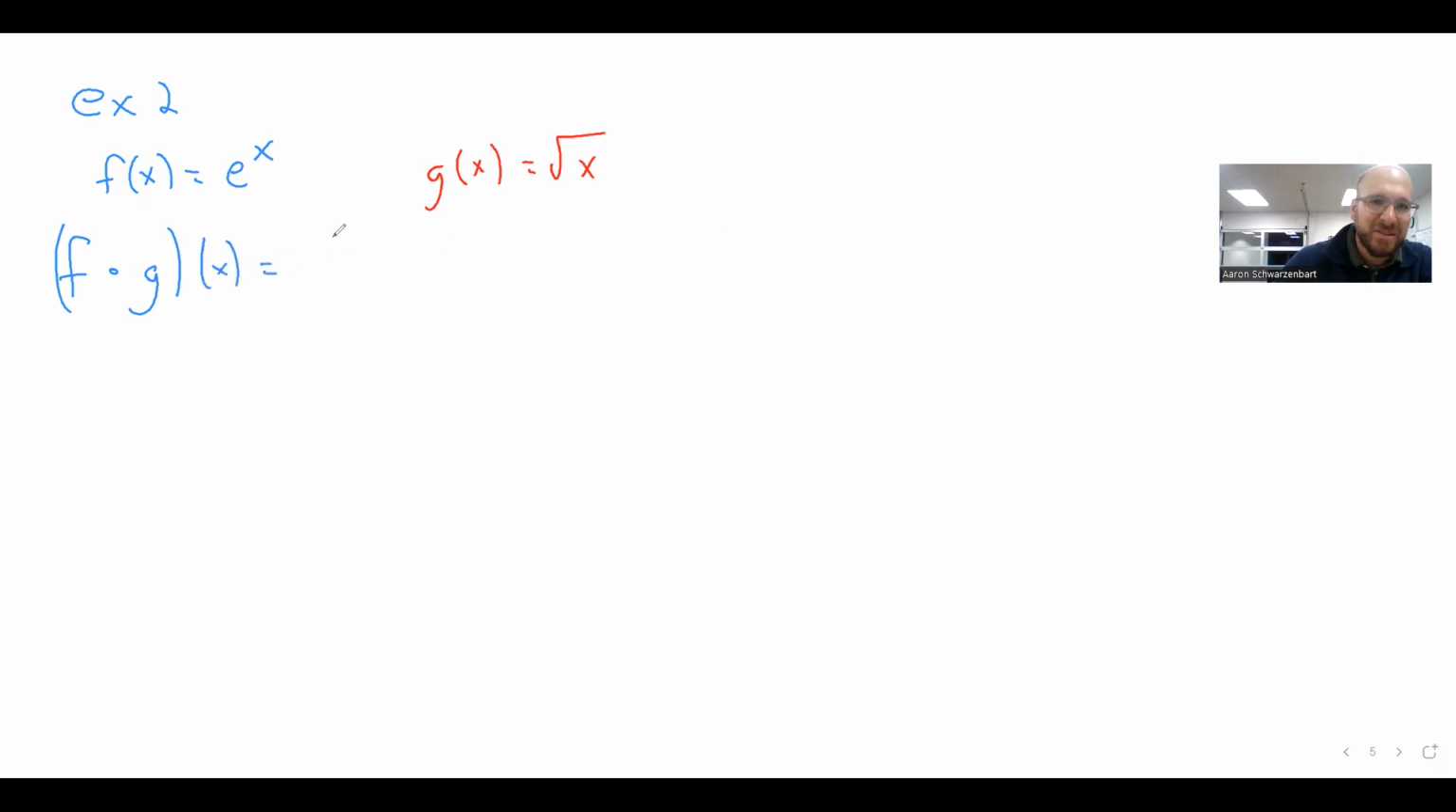This means functionally that g goes into f of x, or my input becomes g of x. G of x I know is square root of x, so that means I'm putting square root of x into my x in f of x.